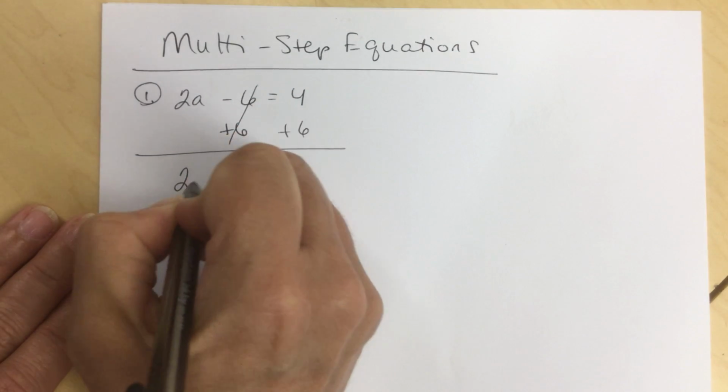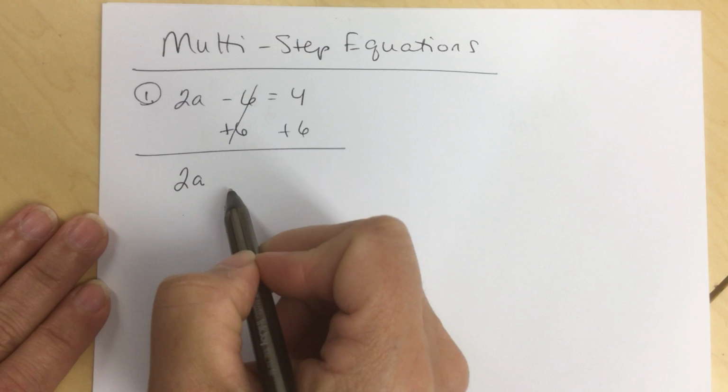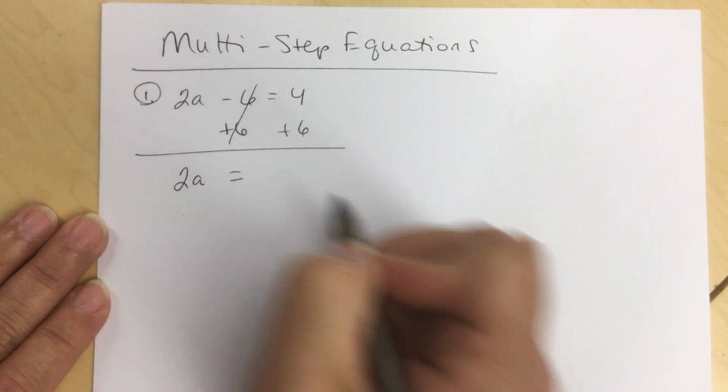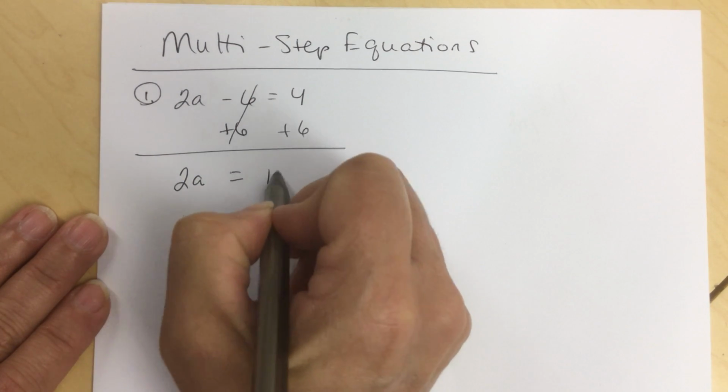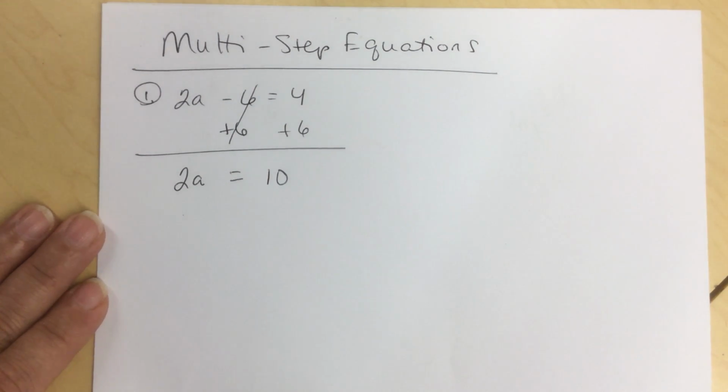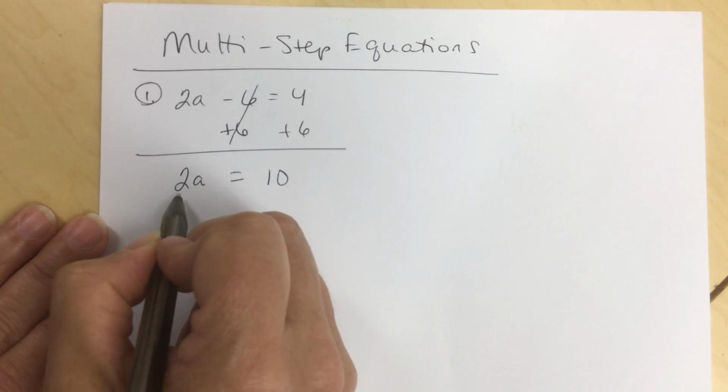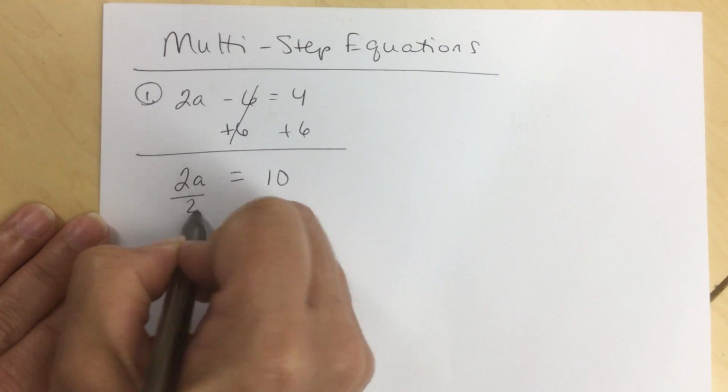Always think about moving stuff down. So you're going to bring your 2a down. You don't have to write +0. You're going to bring your equal sign down and bring 4 + 6 down, which is 10. So now we have a one-step equation. So the way that we undo multiply is to divide.